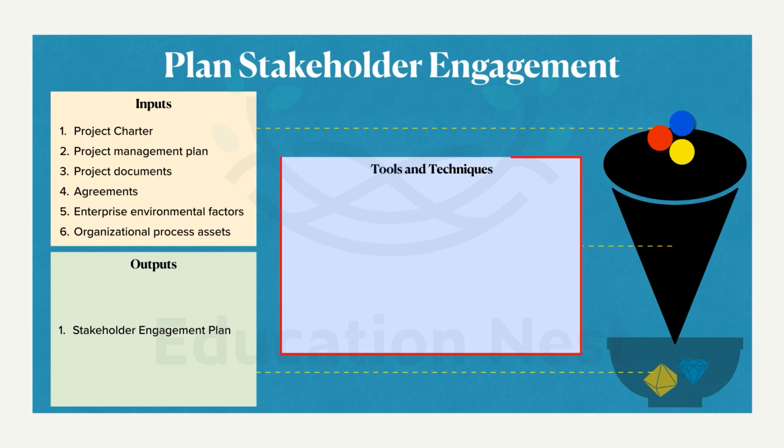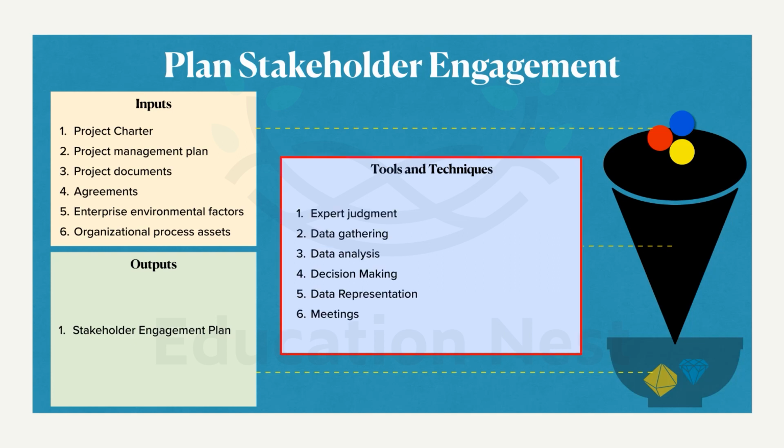Okay, moving on to the tools and techniques. Again, we have expert judgment, different data gathering techniques we can use, data analysis tools, we can make use of whatever we have learned, decision making tools. So everything that you can use, you can be using here. Data representation, I think we have to focus a bit here because the PMBOK guide specifically mentions a representation tool called mind mapping here.